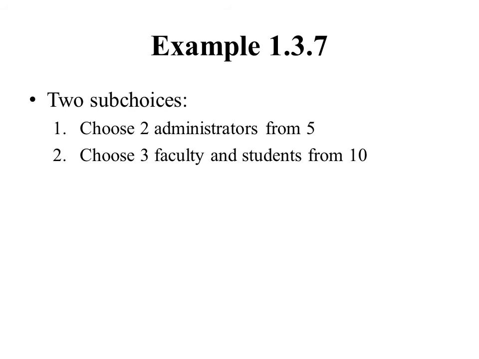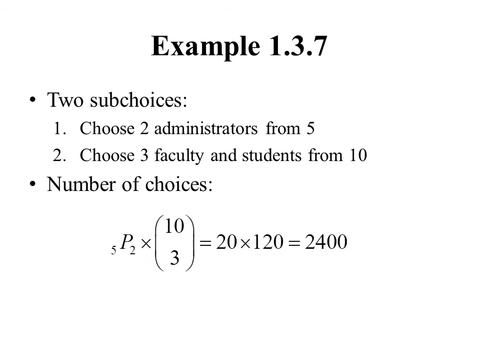And so the number of ways to make that first sub-choice is 5P2. It's a permutation problem. The number of ways to make that second sub-choice is 10 choose 3. It's a combination problem. And so using the fundamental counting principle, we multiply those 2 numbers to get our final answer of 2400.